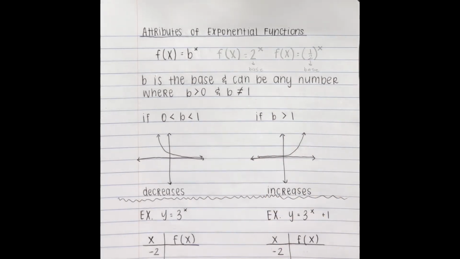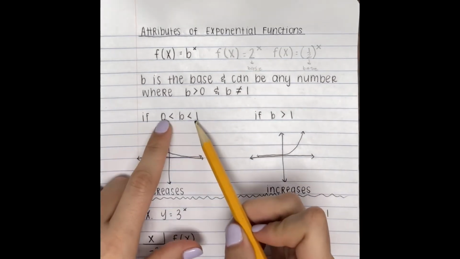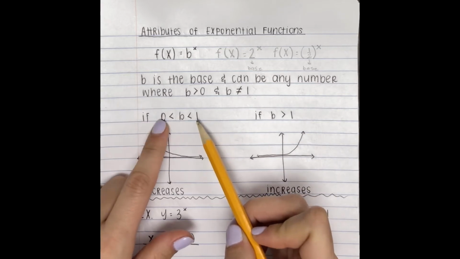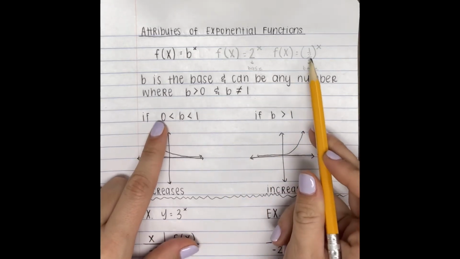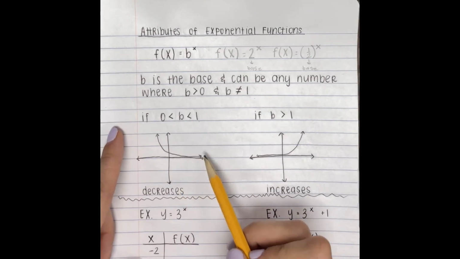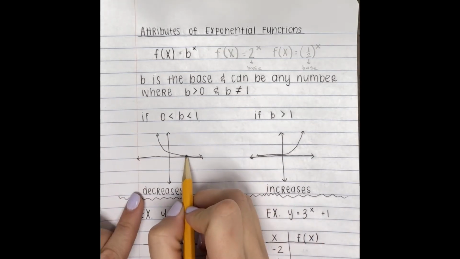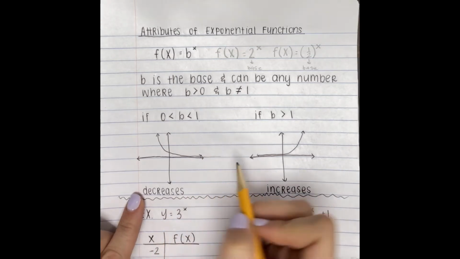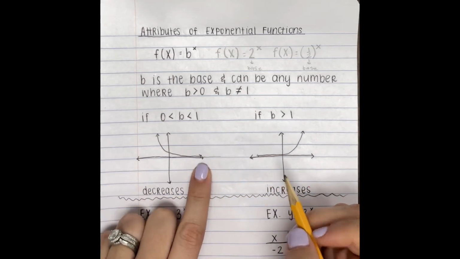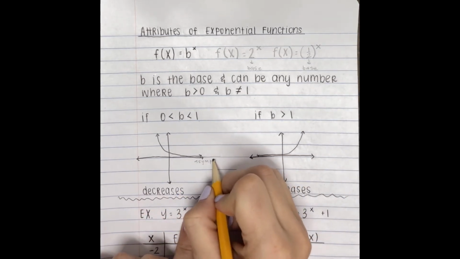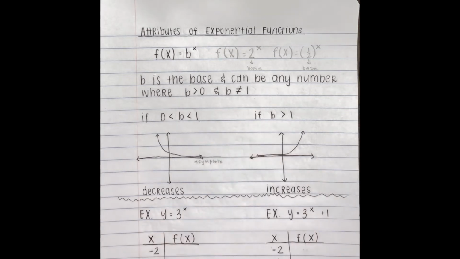So here's kind of how your graphs would look if b is between 0 and 1. So if it's any fraction between 0 and 1, like 1/2, okay, then it's going to be decreasing like this. And it's always going to get closer and closer and closer to some number. In this case, it's 0, but it will never actually touch that number, okay? We'll talk about that in a minute, but that is going to be your asymptote, okay?